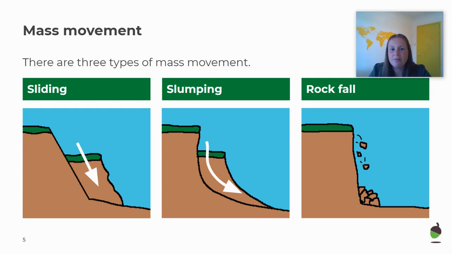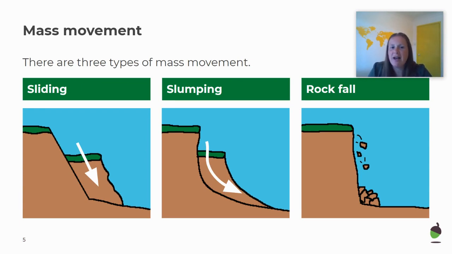Slumping is different. Slumping is where material shifts downwards but rotating along a curved slip plane. And it's usually because the material becomes saturated. So if there's been lots of heavy rain, then the soil will become wet, the soil and the rock will become heavier, and the weight will pull that down. So gravity will pull that material, but it comes down in a rotational way.